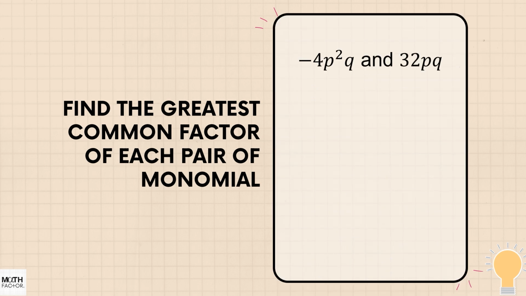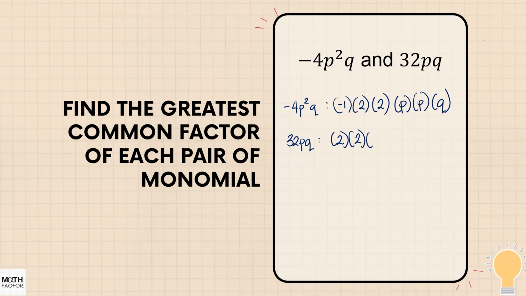Next, we have negative 4p squared q and 32pq. In this case, we will just ignore the negative symbol. Or you can just factor this negative 4p squared q as negative 1 times 2 times 2, so we have 2, p times p, and q. For 32pq, the prime factors are 2 times 2 times 2 times 2 times 2 times p times q.